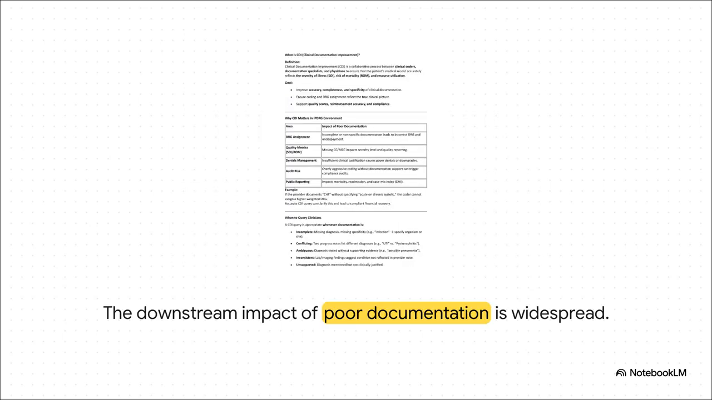Because the downstream impact of poor documentation is like a massive domino effect. It goes way beyond just DRG assignment and underpayment. Missing CCs and MCCs damages your quality metrics. Insufficient clinical justification leads straight to payer denials. Unsupported coding triggers audit risks. And ultimately, poor documentation completely damages your public reporting. It negatively impacts your reported mortality rates, readmission rates, and your hospital's public case mix index. It affects the whole shebang.